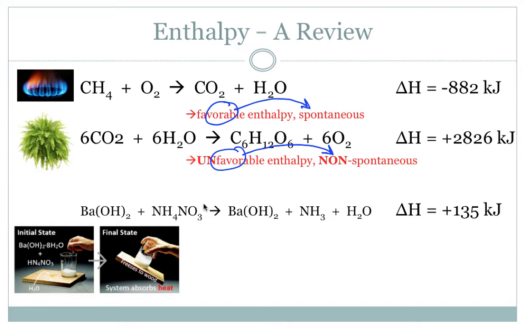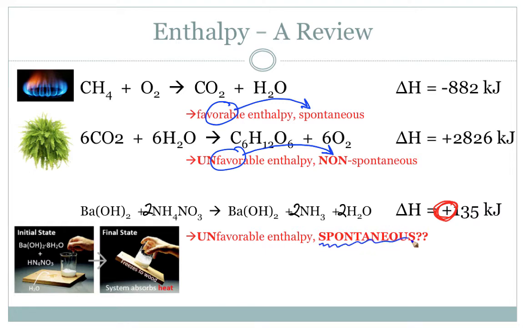Here's the second reaction we were able to perform in class. We took barium hydroxide, we reacted it with 2 moles of ammonium nitrate to make barium hydroxide, ammonia, and water. The delta H of this reaction is a positive value, and as you might suspect, this is unfavorable for our enthalpy. The problem with this particular reaction, though, is that despite having an unfavorable enthalpy, this reaction is still spontaneous.